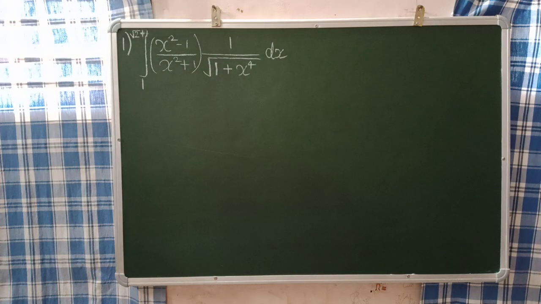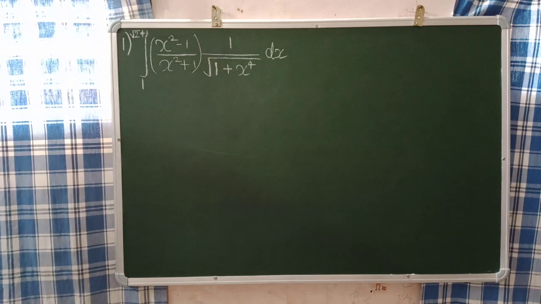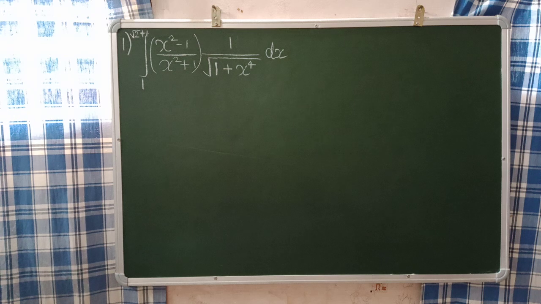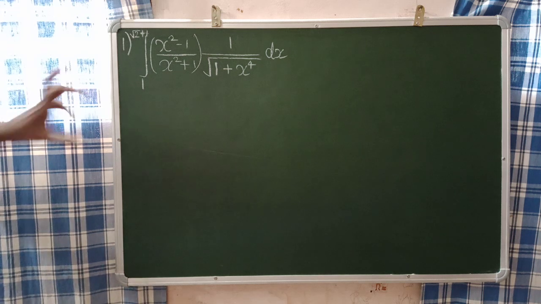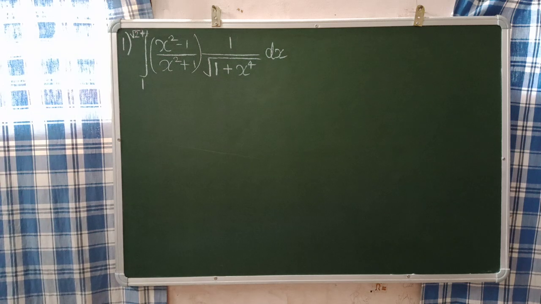The first question is the integral of (x square minus 1) divided by (x square plus 1) into 1 by root of (1 plus x power 4), from 1 to root 2 plus 1. This is the integral and the upper limit is root 2 plus 1, because it's not clearly visible now, so it is root 2 plus 1.